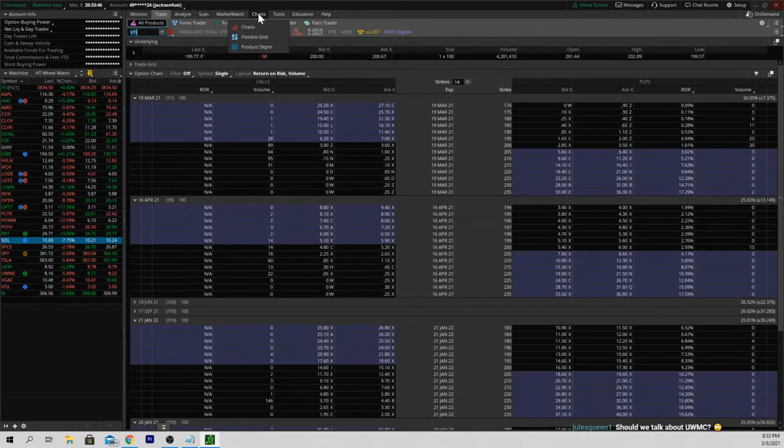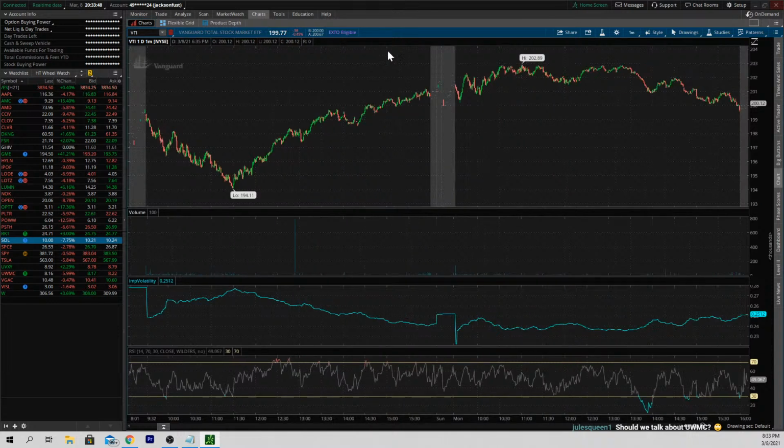And that's the Vanguard Total Stock Market ETF. Long term, this is something, just to get off the whole option trading.